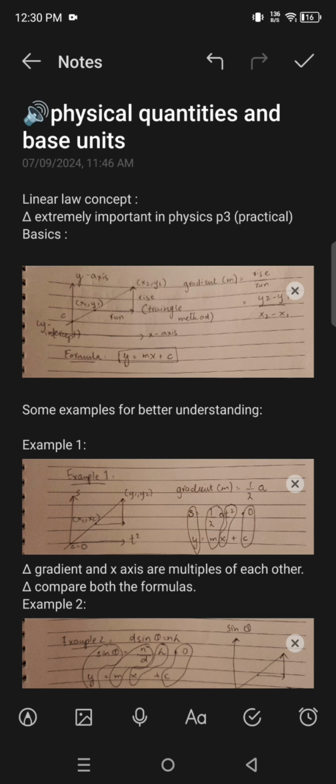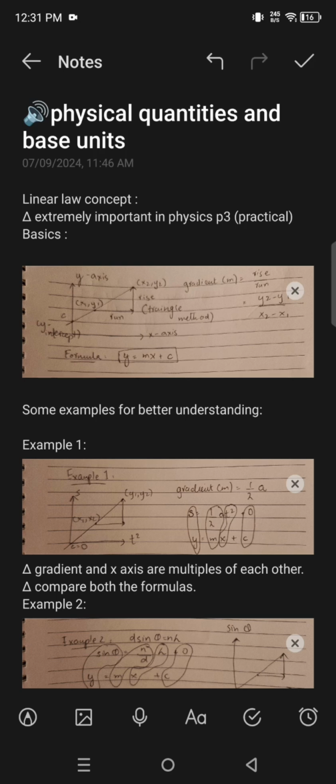Example number 1: you have a graph where s is your y-axis, t square is your x-axis, your c is 0, which is your y-intercept, and I have made the triangle as well. Now if you remember, inshallah in the upcoming chapters on dynamics, we'll do the equations of motion. There is one equation of motion, which is s is equal to ut plus half at square. That equation and this graph are interrelated with each other, right? I have not written ut here because u is your initial velocity, which is 0 here. So a multiple of 0 is always 0. So ut is 0, right? So it's s is equal to half at square.